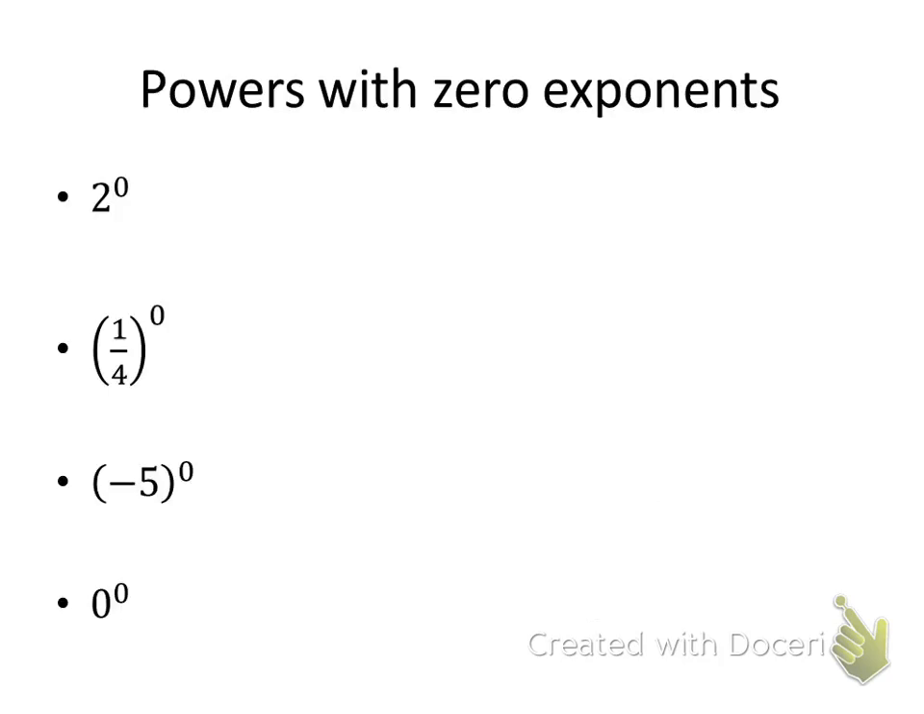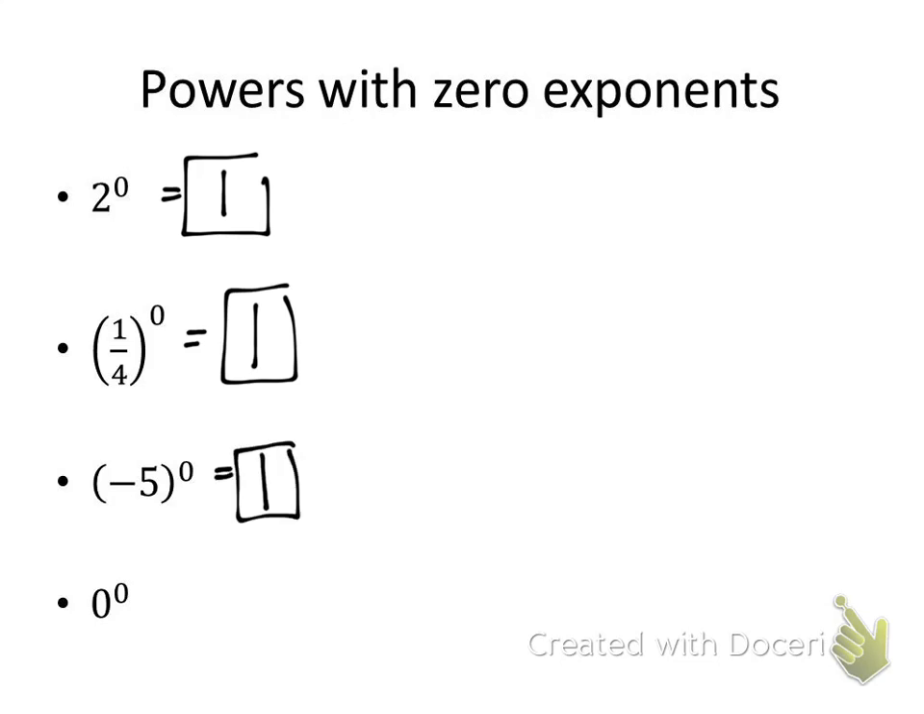First of all, this is the most simple example you will ever see. Anytime at all, you have an exponent of 0, your answer is always 1. It does not matter what your base is. If the exponent is 0, your answer is 1. So 1/4 to the 0 power is 1. Negative 5 to the 0 power is 1. 0 to the 0 power is 1.